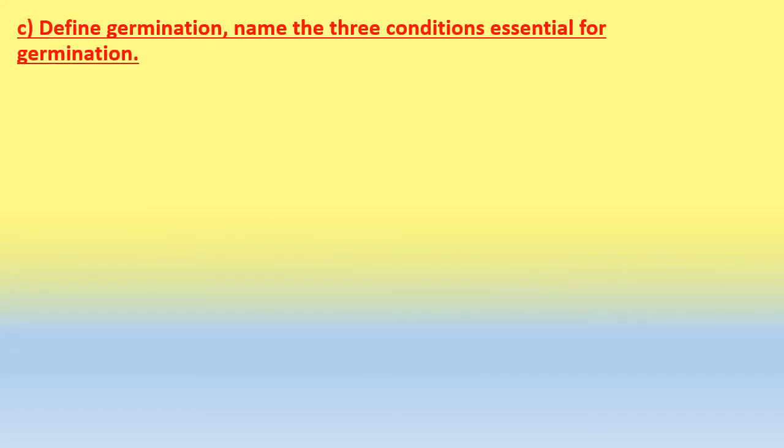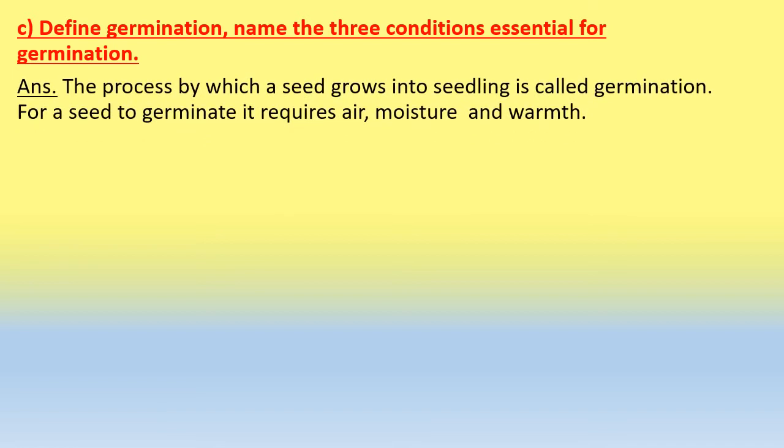Next is part C. Define germination. Name the three conditions essential for germination. The process by which a seed grows into a seedling is called germination. For a seed to germinate, it requires air, moisture and warmth. If any one is missing in the process of germination, whether it is air, moisture or warmth, the seed will not be able to grow.